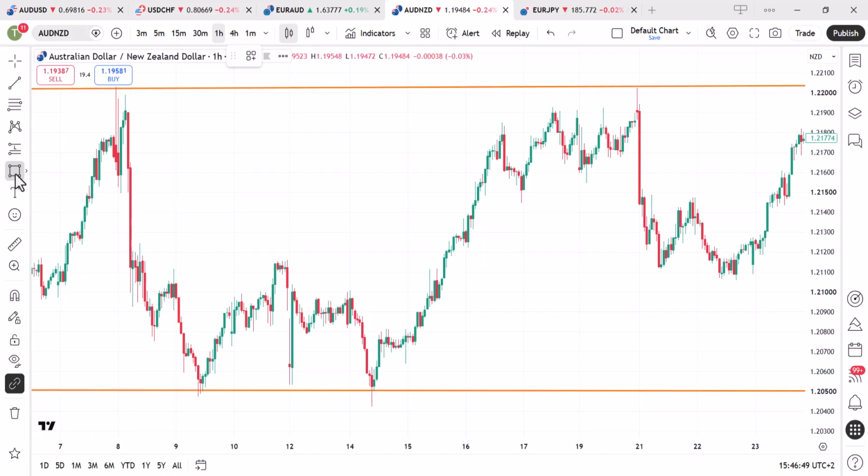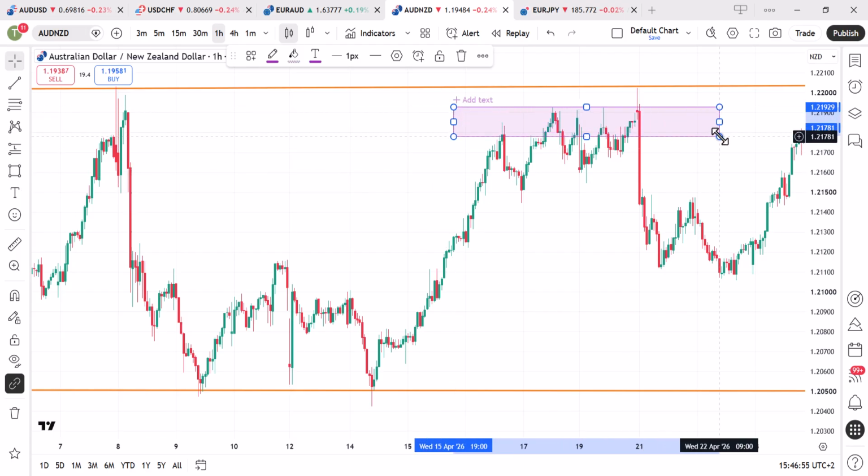Where do you set your take profit? Many traders place their take profit before the next support or resistance level because price often reacts there.